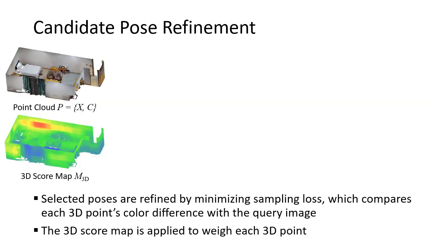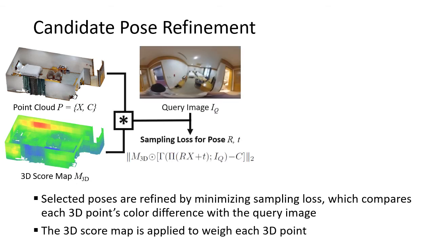For pose refinement, CPO uses the 3D score map with sampling loss minimization. Given a point cloud P with coordinates X and color C, sampling loss is defined as the color difference between each 3D point's color and its projected location's sampled color. Here, the 3D score map is applied to weigh the color difference of each point.